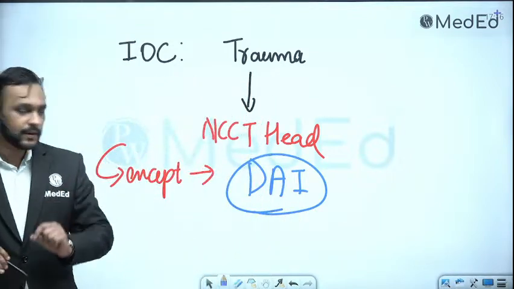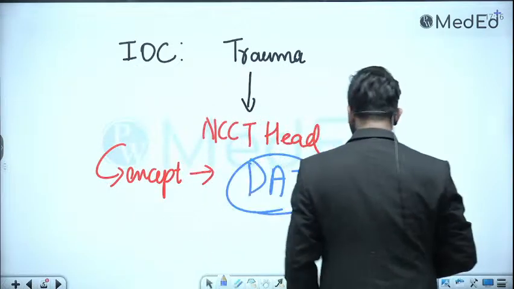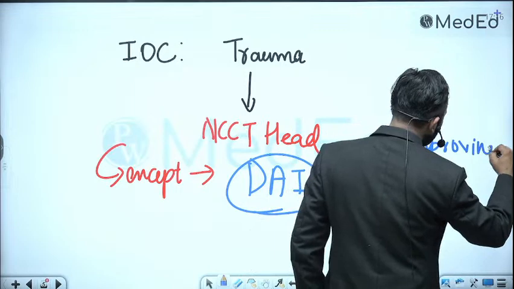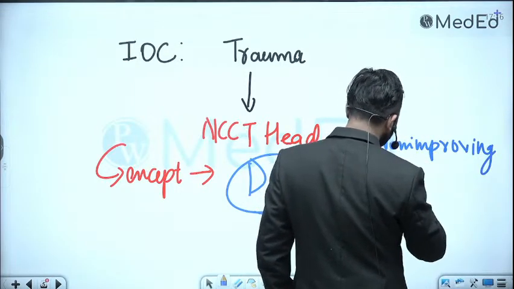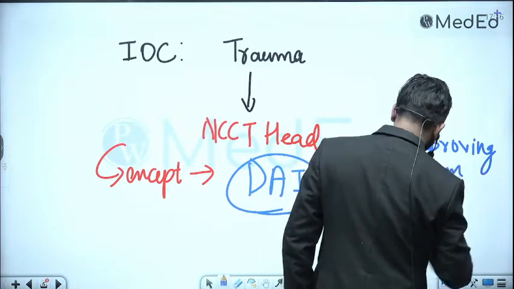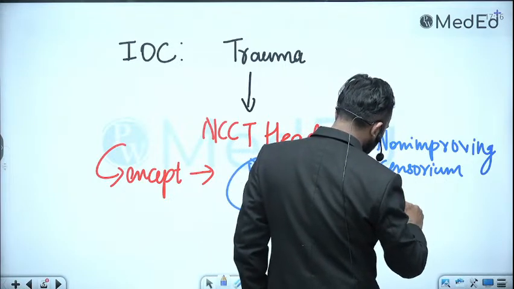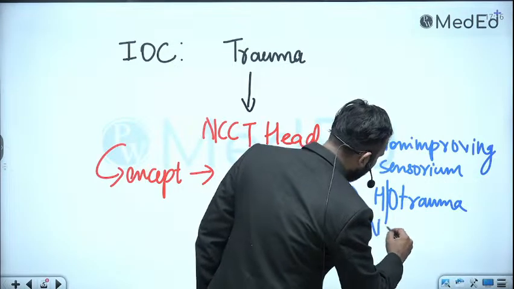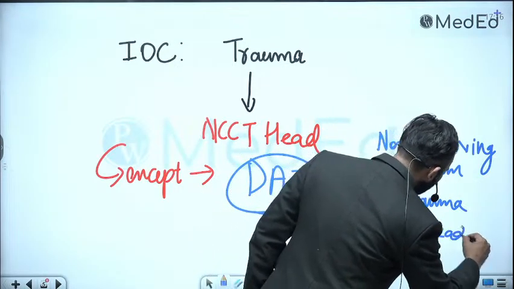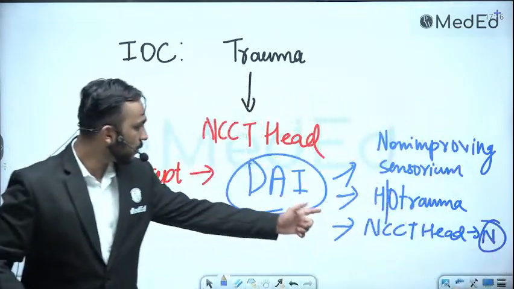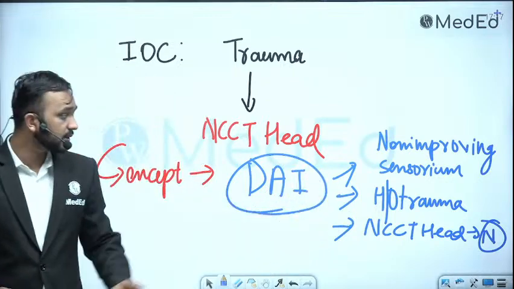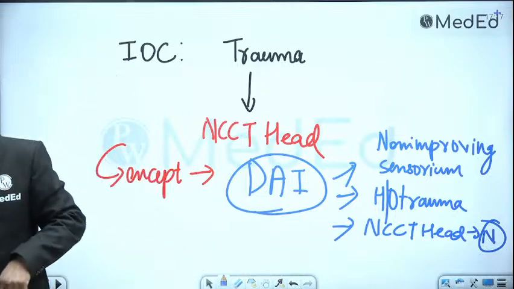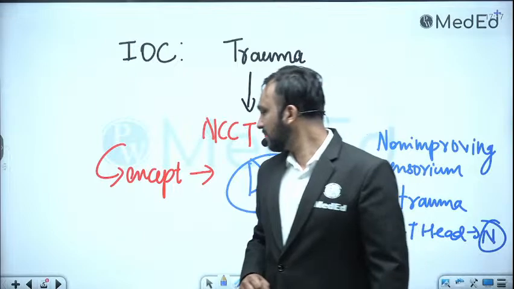diffuse axonal injury. In a patient with diffuse axonal injury, what will be the history? The patient will have non-improving altered sensorium, a history of trauma, and the NCCT head of the patient will be perfectly normal. So these three points will be mentioned in the question.